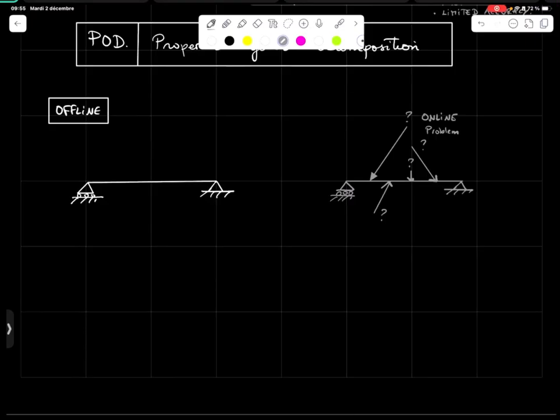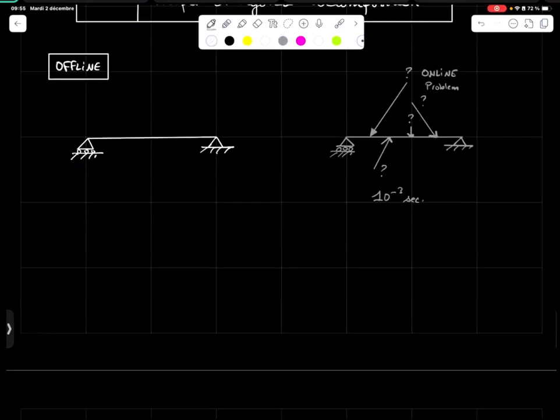Okay, and now this is going to have to be solved in, let's say, 10 to the minus 3 seconds. So you need to get a solution of that problem in 10 to the minus 3 seconds, but you don't know what the load will be. So that's the question you're asking. And now, let's say that your boss comes to you and tells you, okay, now you have 1 week to prepare for this challenge. The challenge will be you have 10 to the power minus 3 seconds to predict the deformation of that beam.